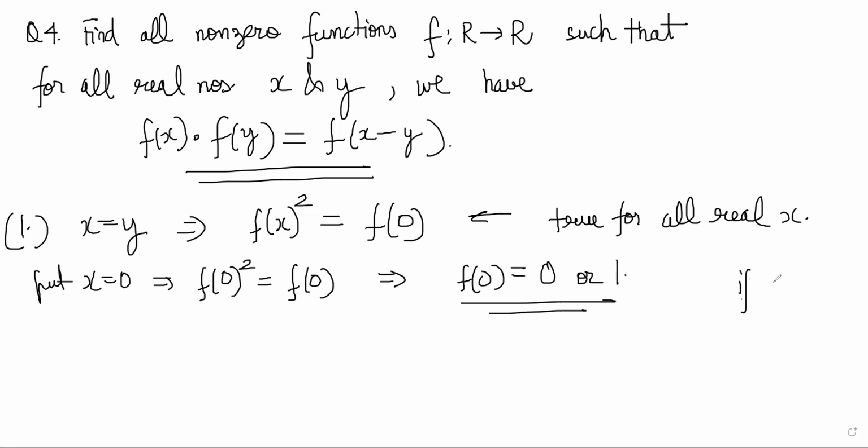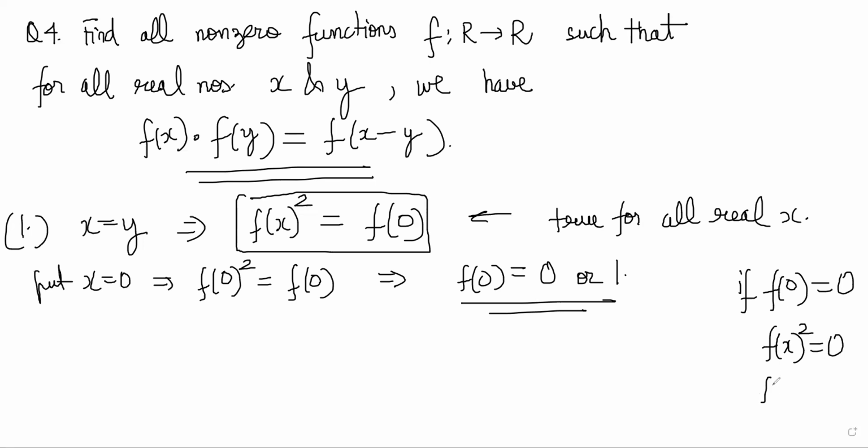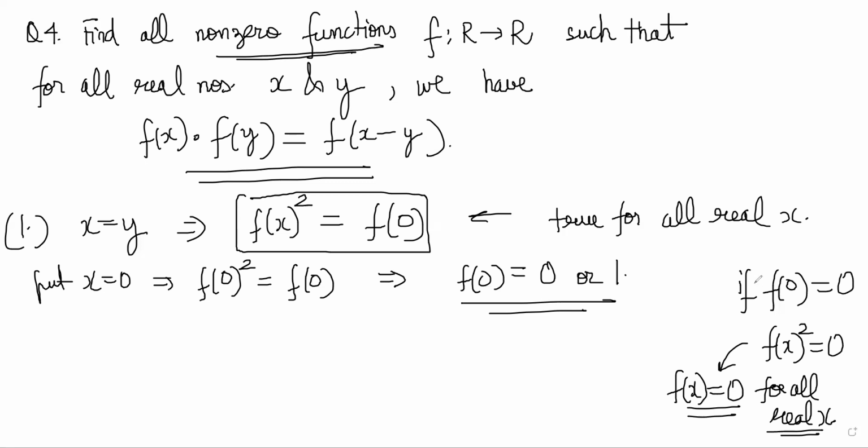Now, if f of 0 was 0, what would happen? In this condition, you would say that f of x whole square was 0 for all real x. But that will make f of x equal to 0 the only solution, right? And that will make f of x a 0 function. It's not a non-zero function because all the outputs will be 0 only. So we will basically reject this case. If you take the case that f of 0 is 0, you get a 0 function. The function is a constant function which is 0. But we want to search for non-zero functions.